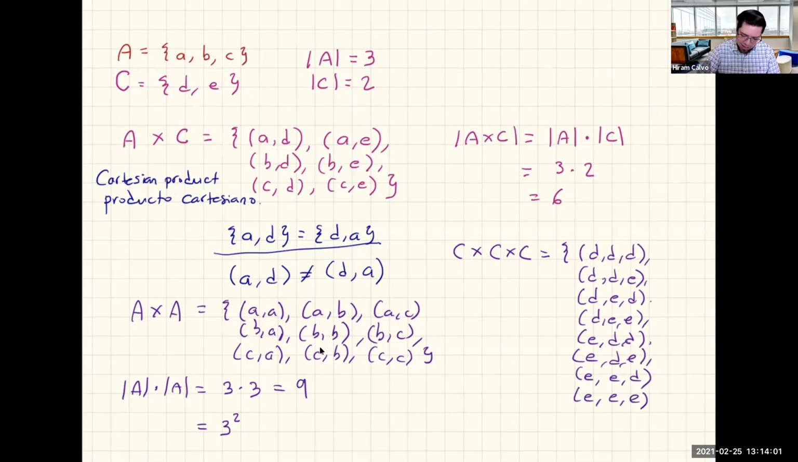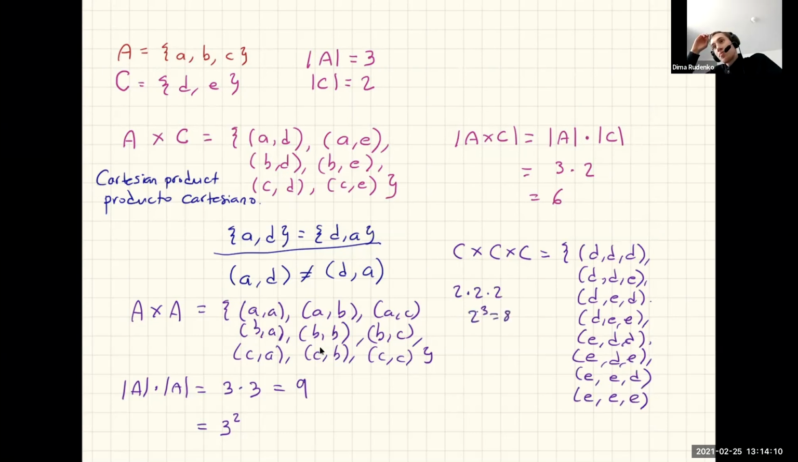Let's count. By the formula, this should be 2 times 2 times 2, which is 2 to the power of 3, should be 8 elements. Let's see. 1, 2, 3, 4, 5, 6, 7, 8. Okay, then I think I'm done.